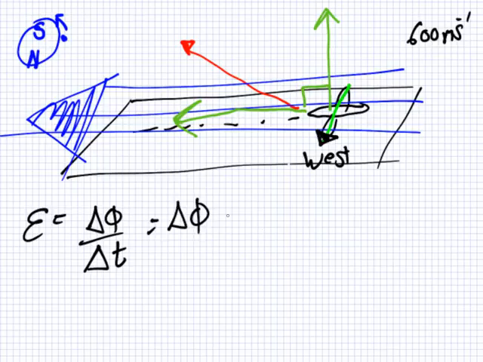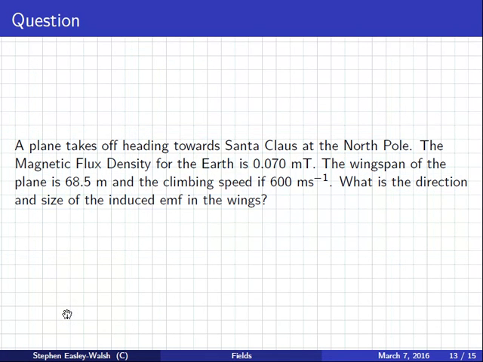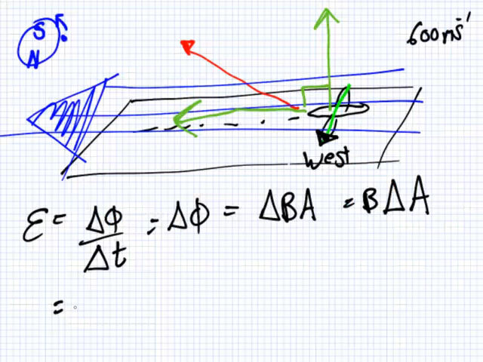Now what is the flux? It is BA. Now what is the thing that is changing, the B or the A? Not the B, because the Earth is not changing its magnetic field. It's constant everywhere. True? Yeah. So what is the thing that's changing? The A. So the B is the same, and it's the A that is changing. The B is 0.07 millitesla.